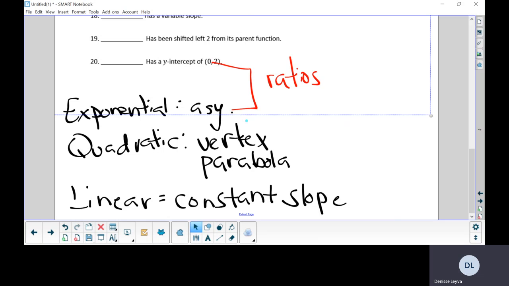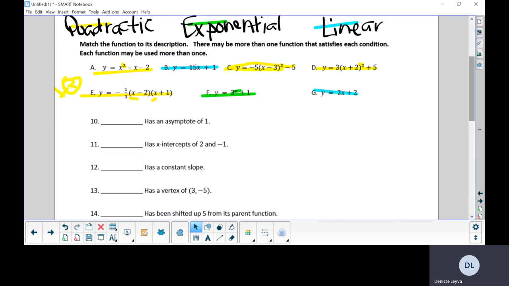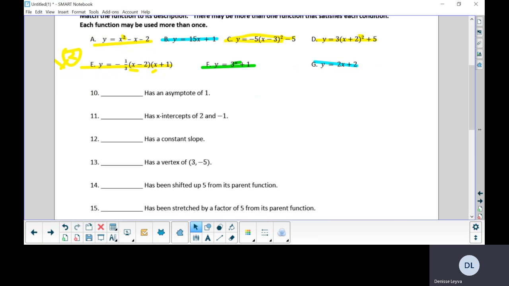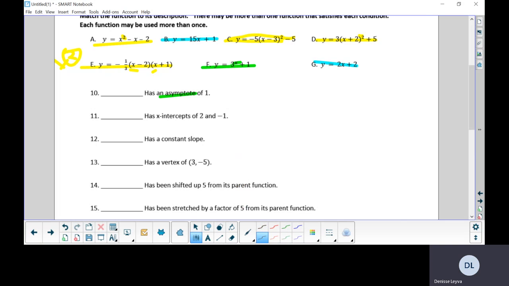All right, so now that I have those cheat sheets, I can start answering the questions. If I see question number 10, which one has an asymptote of 1? Remember, the word asymptote should already give us a hint that we are referring to exponential functions. In this case, it's easy because the only exponential function we have is f. So f goes here. Something else to know is that the asymptote is where the k is. If you look here, we have a plus 1, so that's why this is f.